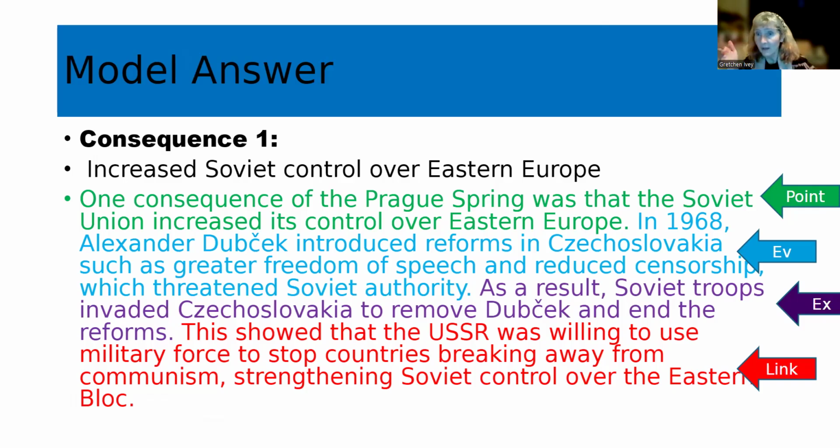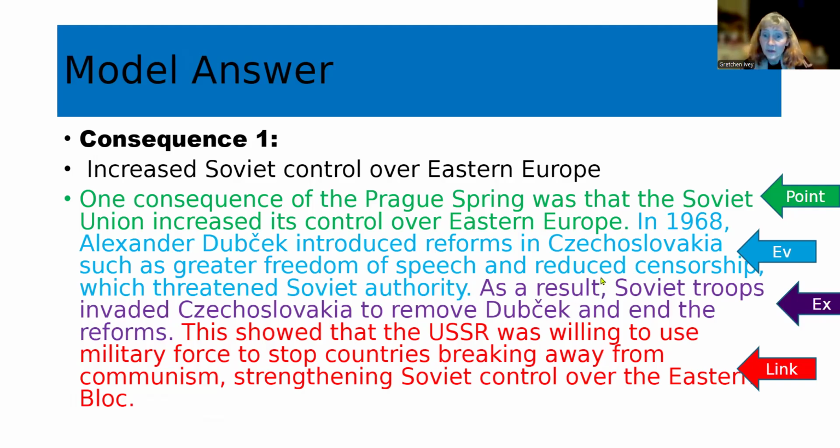If you remember the SPEND: statistics, places, events, names, dates. You don't have to have all of it. You can just have one. But this has got more than one. This has got a date, it's got a person, Alexander Dubček, place, Czechoslovakia. Very good evidence. Now we want to explain that now.